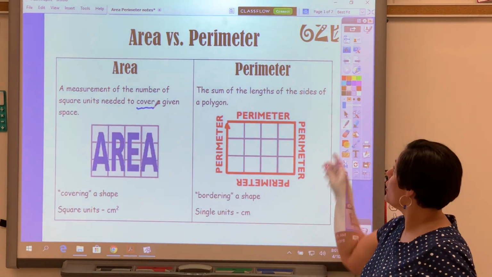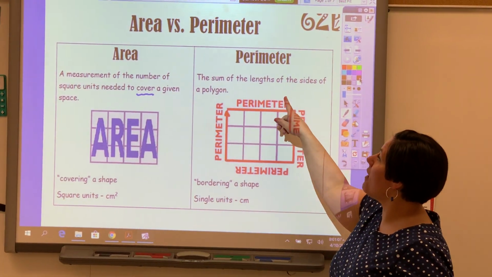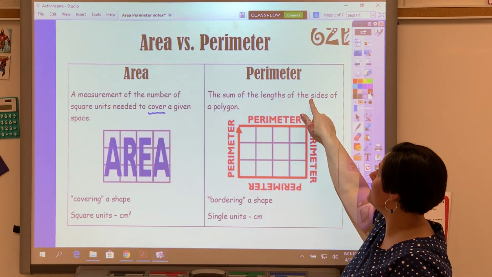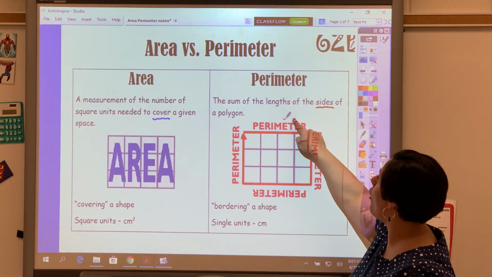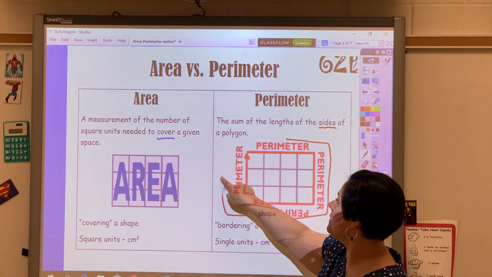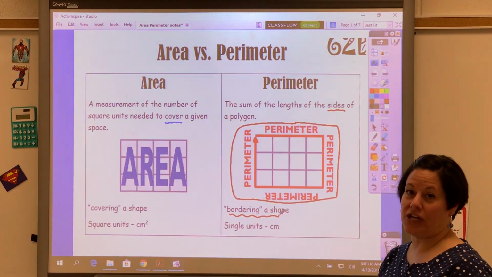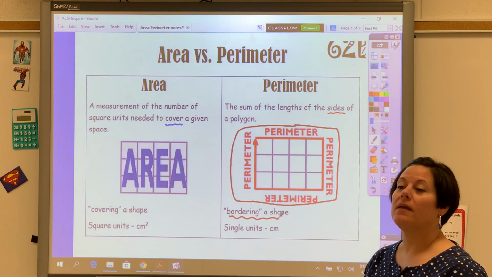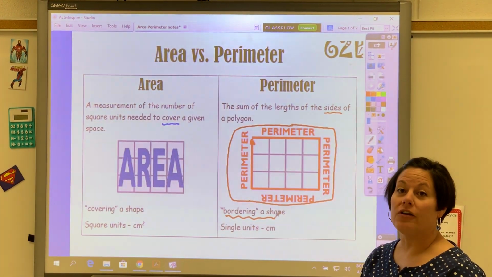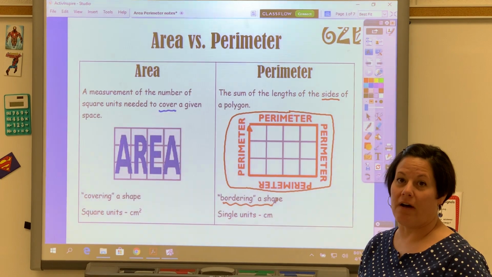Then we have perimeter. Perimeter is the sum of the lengths of the sides of the polygon. It's going to go all the way around the polygon. It's going to border the shape. A picture frame, a fence around a backyard, you would be finding the perimeter of that shape.